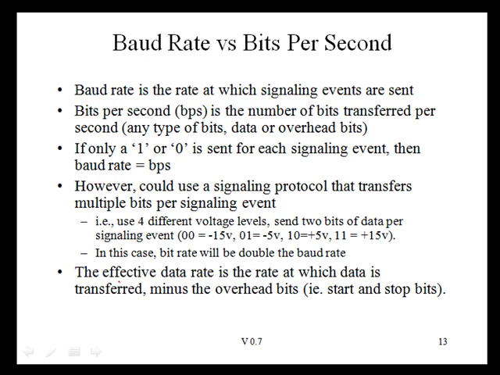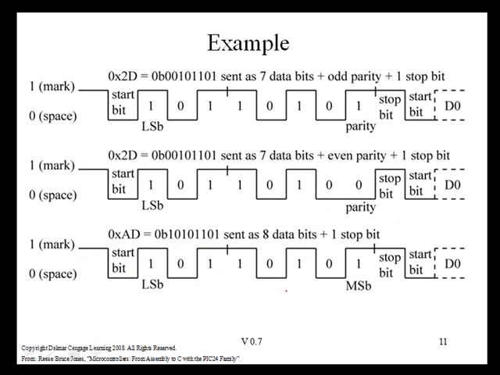You can also compute an effective data rate, which is the rate at which data is transferred minus the overhead bits. Well, what are overhead bits? Overhead bits are things like the start bit, stop bit, and parity bit. These do not contribute to the data. They are simply used to synchronize this data transfer and also do error detection.